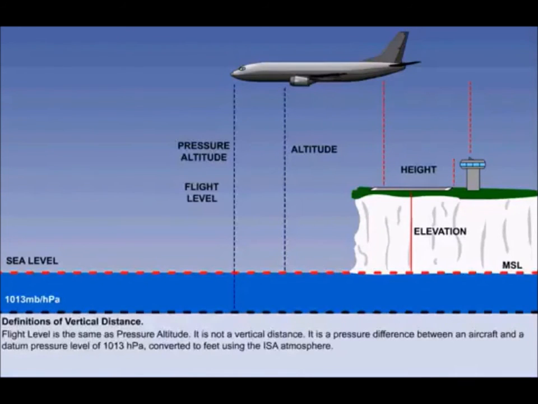Flight level is something different. Flight level is also known as pressure altitude. It is a pressure difference between that experienced by an aircraft and a datum pressure level of 1013 hectopascals. It is converted using the ISA-atmosphere relationship and expressed in feet. Practical applications.